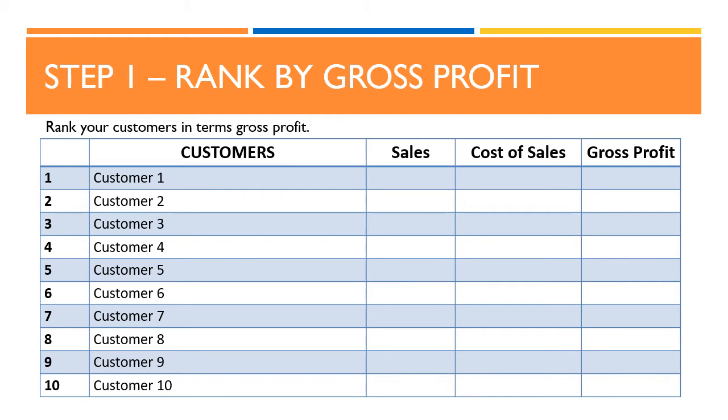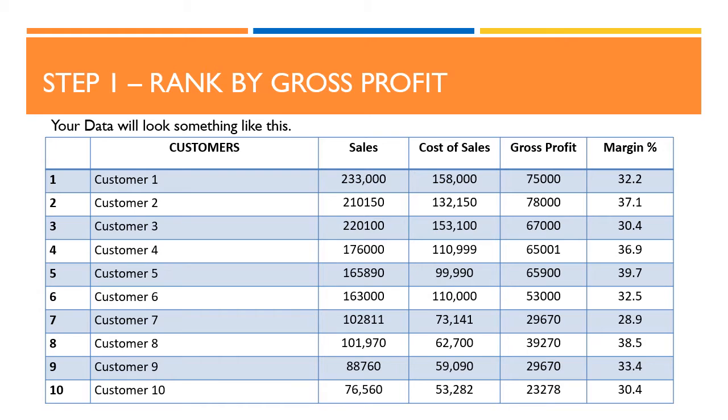In this first step, your first task is to rank your customers in terms of gross profit. You will also need your sales and costs of sale data for each customer. You may want to compile your data using the worksheet provided. We can see that clients with the highest sales generally provide the highest gross profits. However, if we look at margin percent, we can see that some clients with smaller sales volumes offer higher margin percents. This provides us with initial decision-making data.